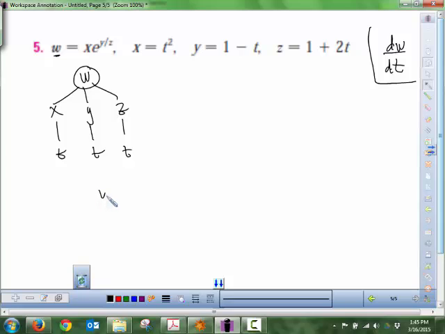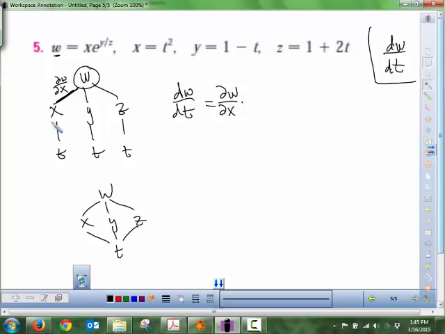Sometimes they look at it like this. I kind of like to think about it like this. There's only one variable t, so it just collapses to one variable. But either way you look at this, you can see how it goes. So dw/dt is going to be the partial of w with respect to x times the derivative of x with respect to t.